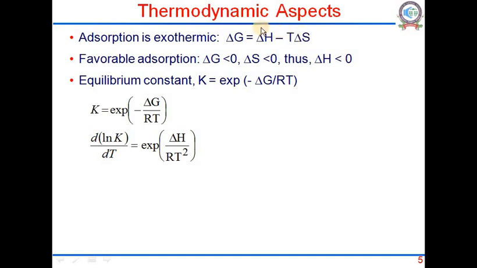If you take it to the other side, it becomes negative. That means delta H is always negative. So adsorption is an exothermic process. And if it is an exothermic process, the equilibrium of the adsorption will be favored at lower and lower temperature.